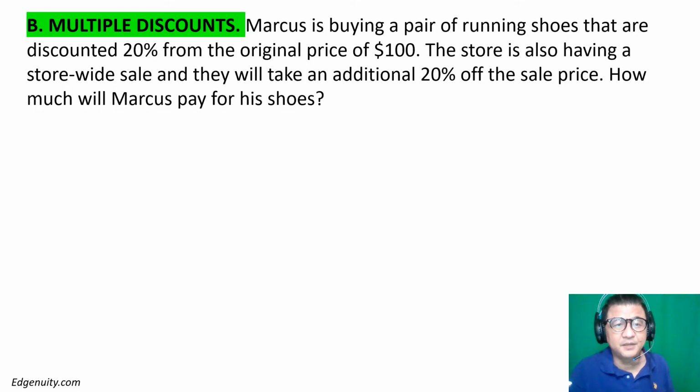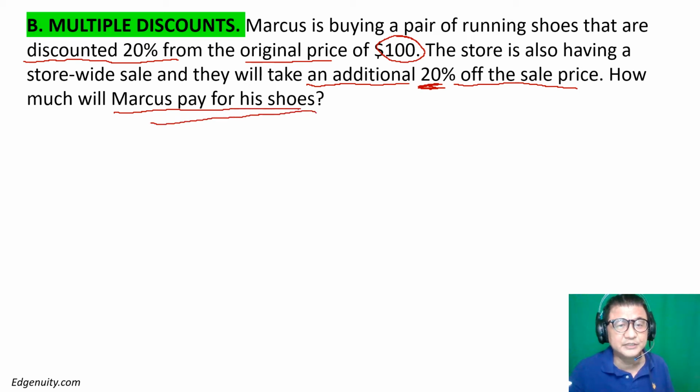So for the next part are multiple discounts. So this is a discount with another discount. Marcus is buying a pair of running shoes discounted at 20% from the original $100. Okay, original is 100. The store is also having a store-wide sale, and they will take an additional 20% off of the sale price. How much will Marcus pay for his shoes? So we're after the paying.